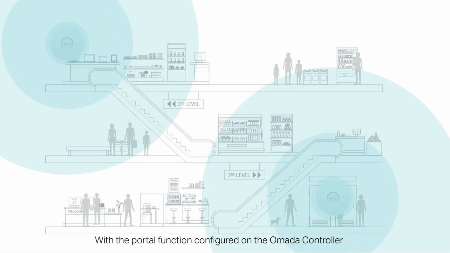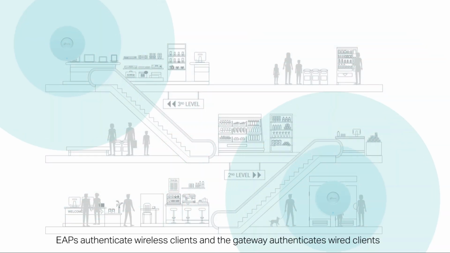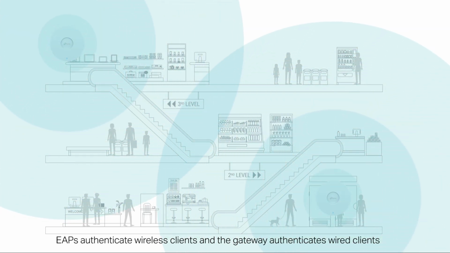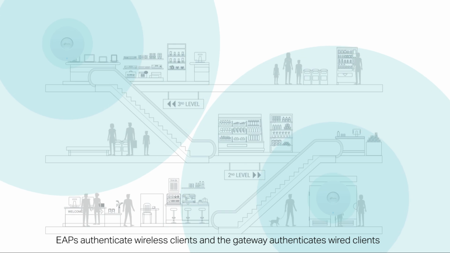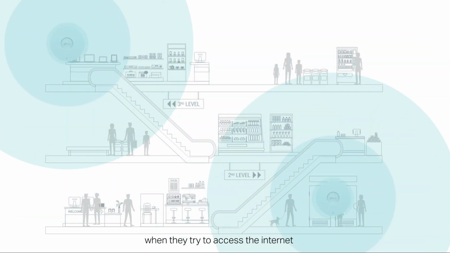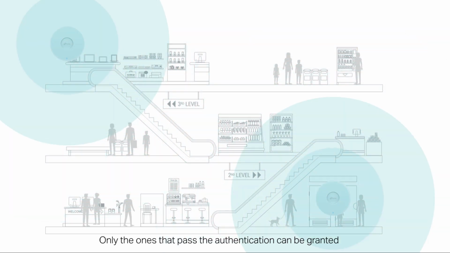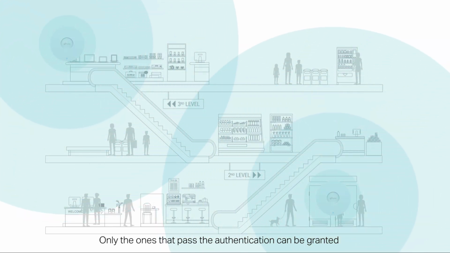With the portal function configured on the Omada controller, EAPs authenticate wireless clients, and the gateway authenticates wired clients when they try to access the internet. Only the ones that pass the authentication can be granted.